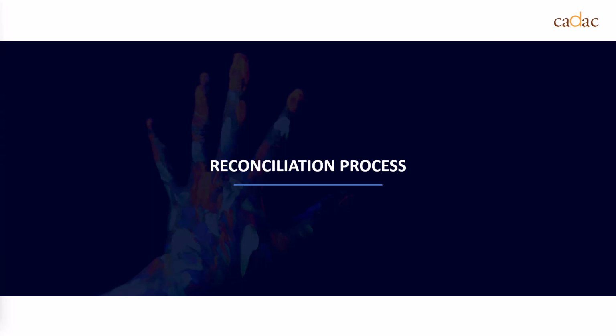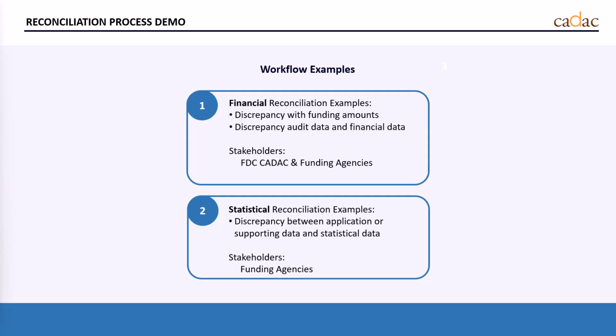So now we can look at the workflow for the reconciliation process. So let's say for the financial form, discrepancies were found either with the funding amounts or audit and financial data. Then the stakeholders are the FDC, CADAC, and the funding agencies. Now for the statistical reconciliation, let's say some discrepancies were found between the application or the supporting data and statistical data, then the stakeholder is the funding agencies.